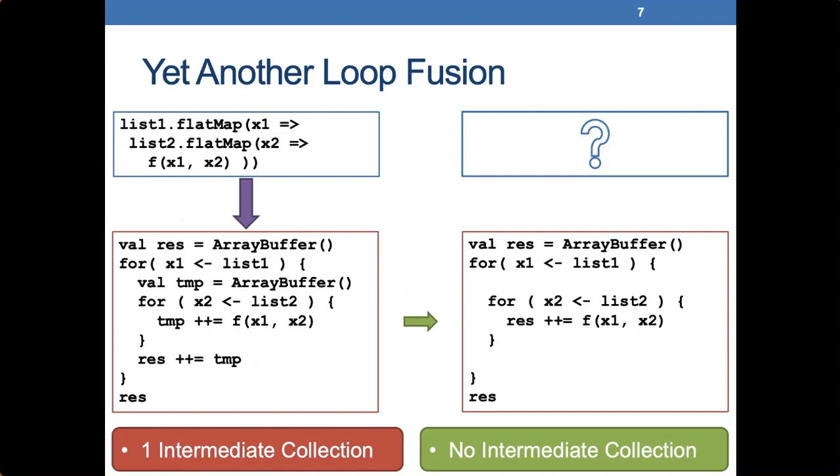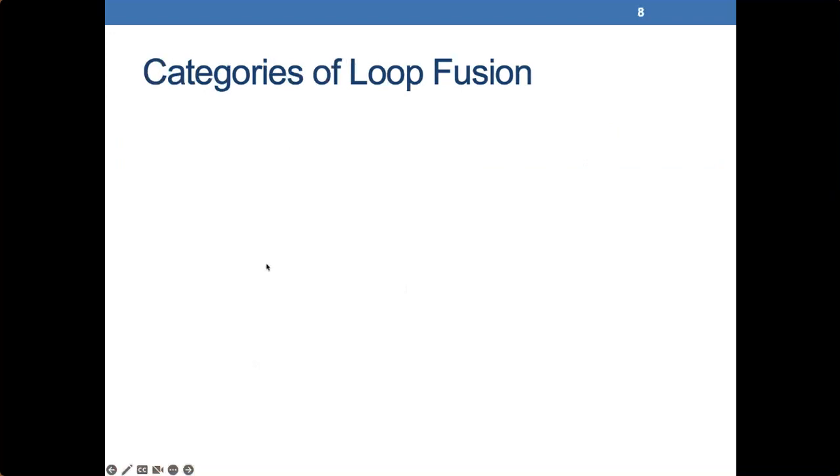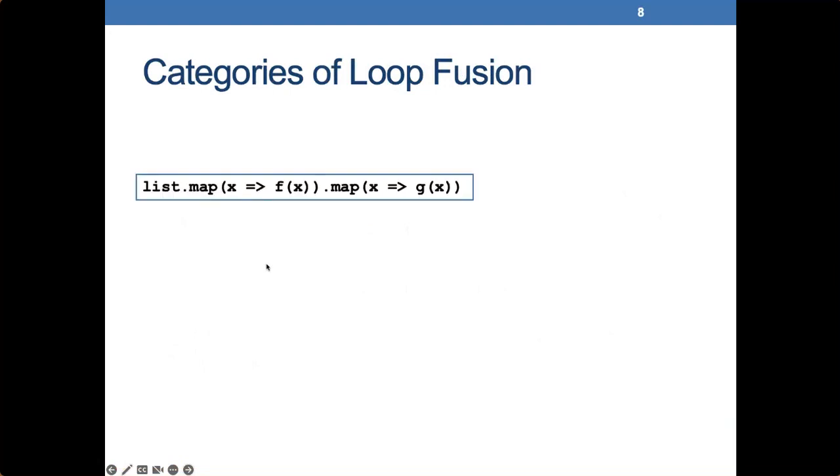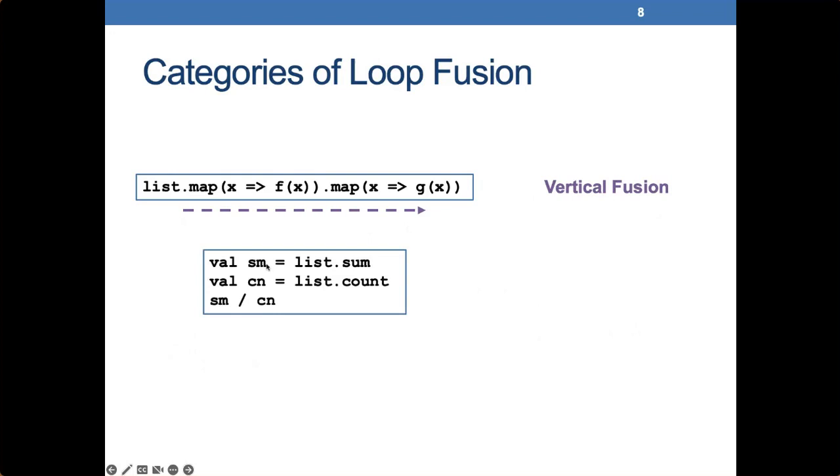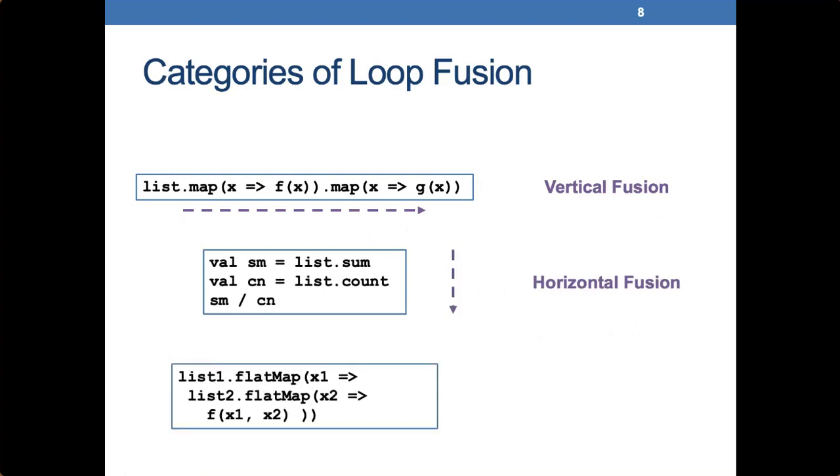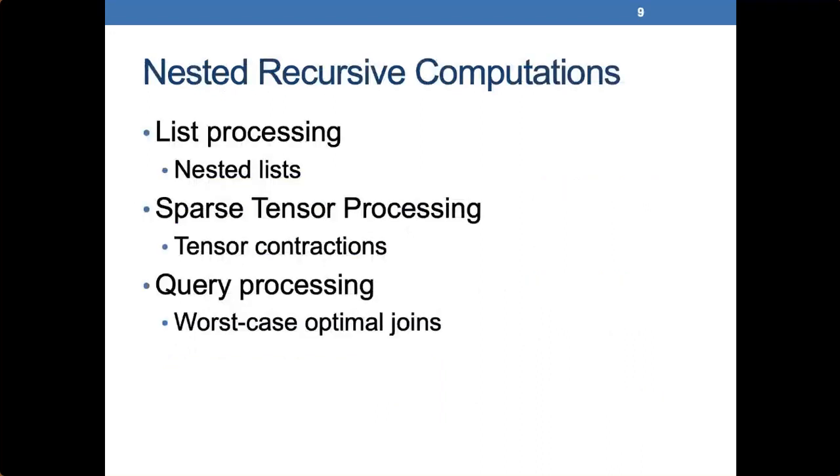So we have seen different categories of loop fusion. The first kind, which was the hello world example, was achieving vertical loop fusion. The second kind was achieving horizontal loop fusion. And the third kind that we introduced in this paper is achieving deep fusion, which deals with fusion for nested recursive computations. So one question is, where do nested recursive computations appear?